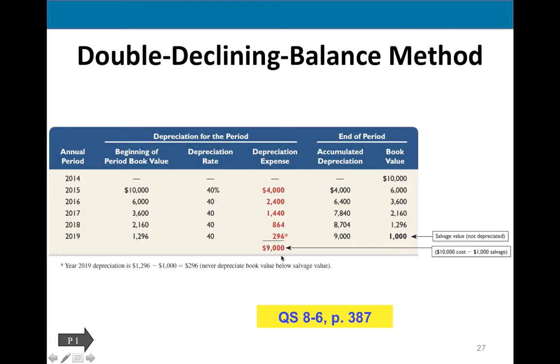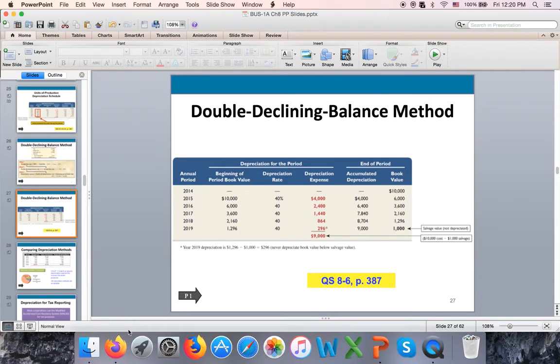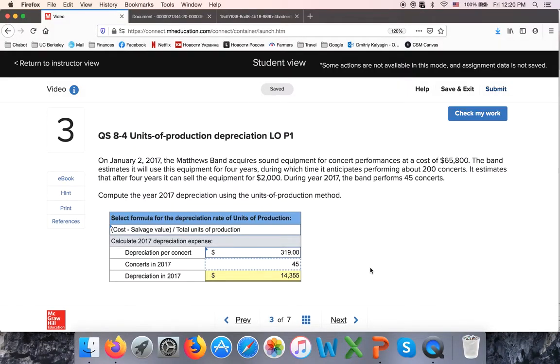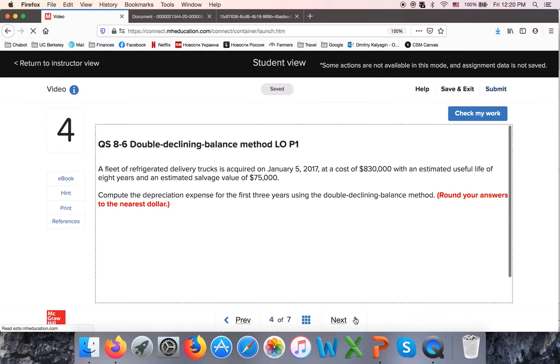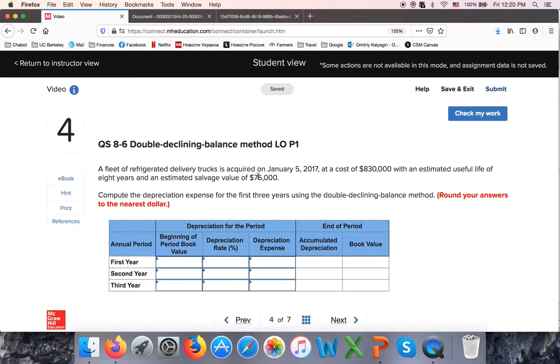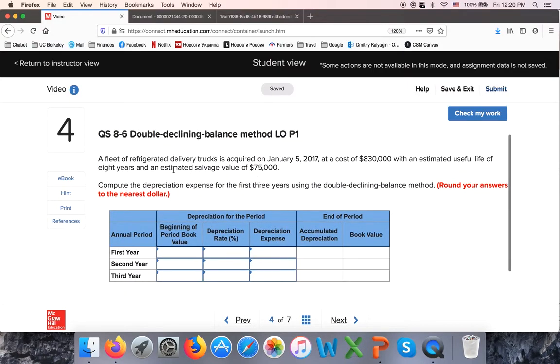So let's take a look at quick study 8-6, page 387. Double declining balance method. I have a fleet of refrigerated delivery trucks. I bought it for $830,000. The estimated useful life is 8 years, and the estimated salvage value is $75,000. So the beginning book value in the first year is $830,000.